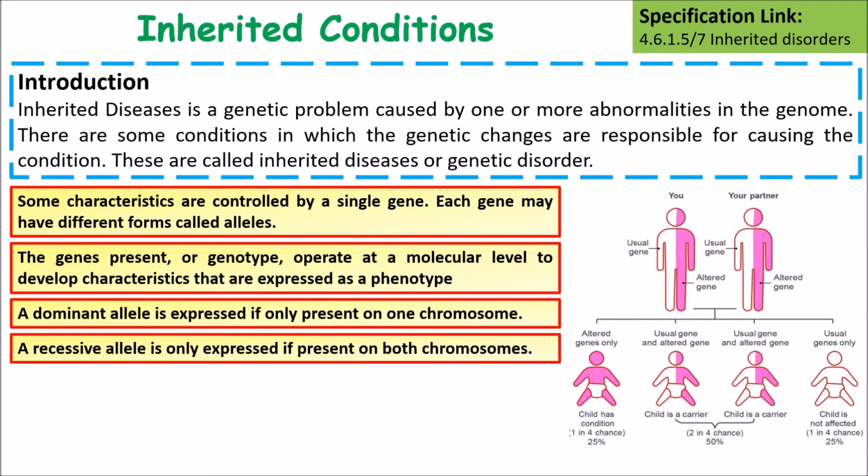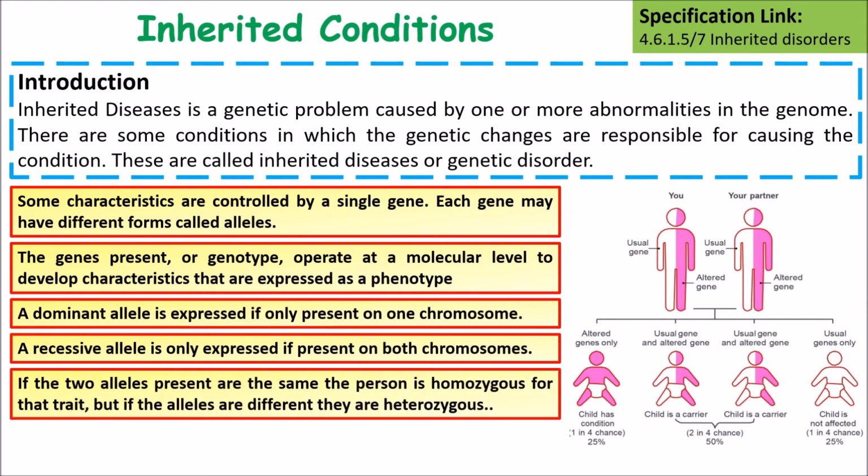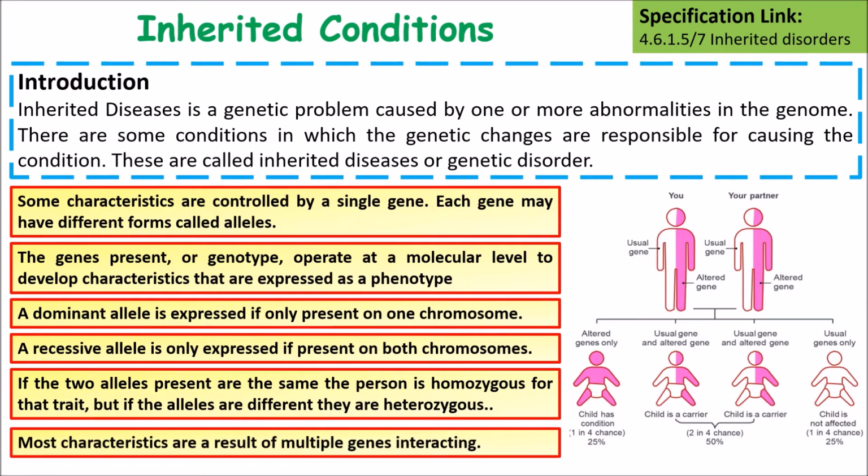A recessive allele is expressed only if it is present in both chromosomes. So if two alleles are present that are the same in a person, this is called homozygous. If the alleles are different, this is called heterozygous. Most characteristics, however, are a result of multiple genes interacting.